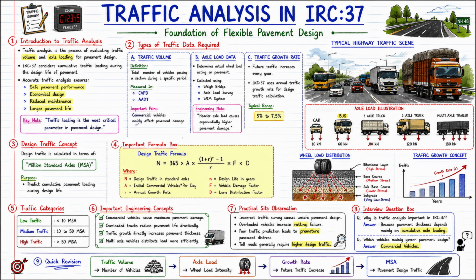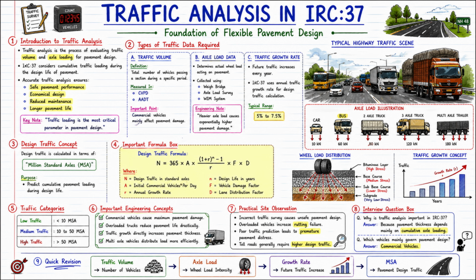Now let us look at the fifth topic of the slide: traffic categories. Here are the traffic categories. Low traffic, less than 10 MSA. Medium traffic, 10 to 50 MSA. High traffic, more than 50 MSA. Now as MSA increases, pavement thickness will also increase.